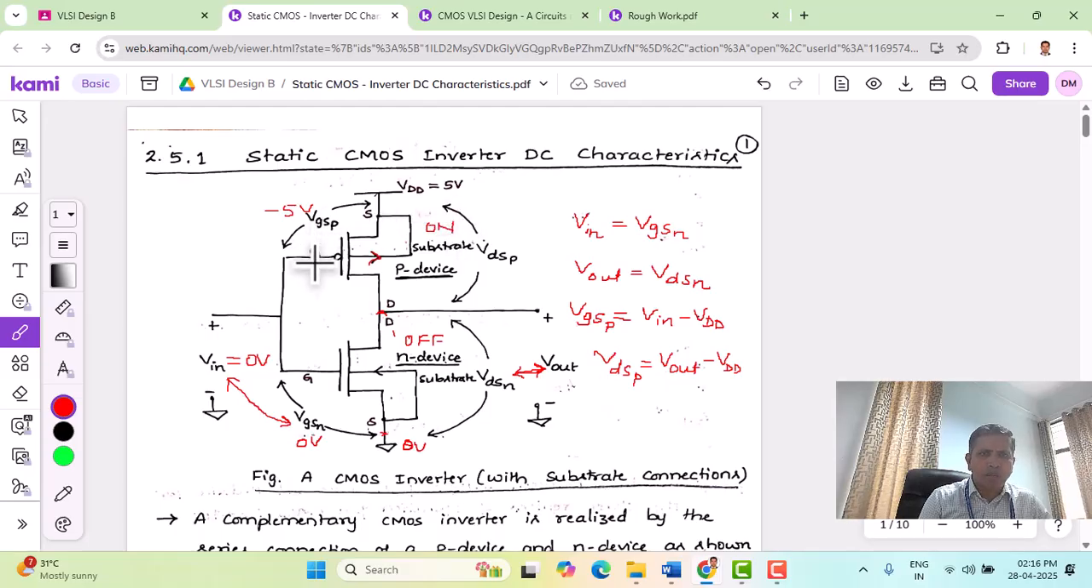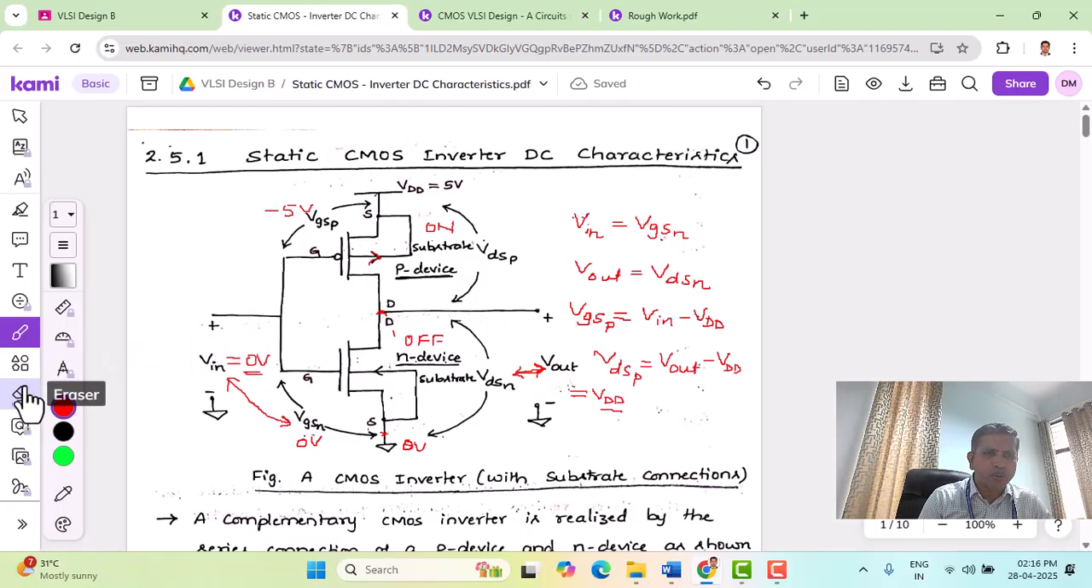Now once PMOS is on and NMOS is off, the power supply is connected to the output. Therefore, output goes to VDD. So this is for the input 0 volts. The output goes to VDD. Let us try with other voltage.